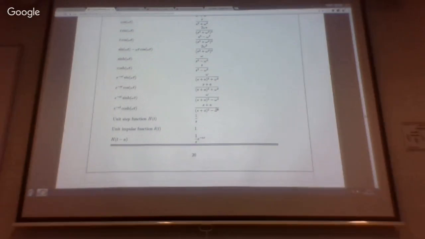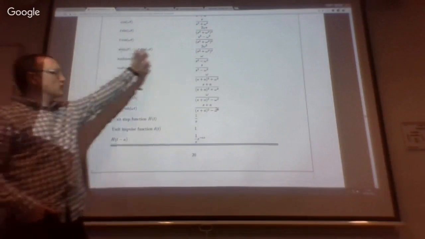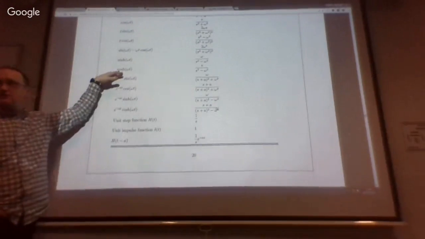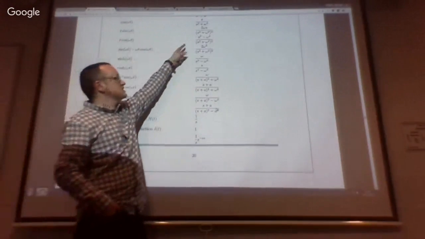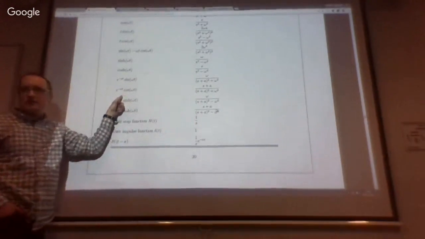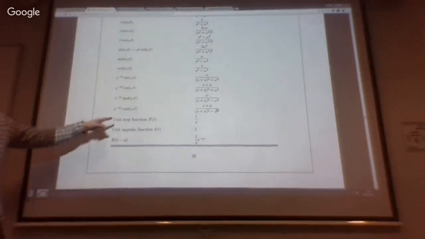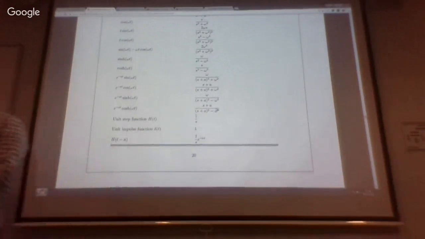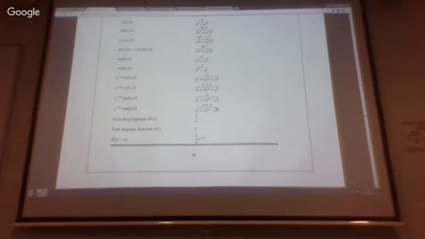So this will be our table for carrying out the Laplace transform in one direction and carrying out the inverse Laplace transform in the other direction. The inverse Laplace transform of any of these functions of s on the right is the corresponding function on the left. You also see a couple of new functions, the Heaviside step function, the Dirac delta function. We're going to be meeting those.